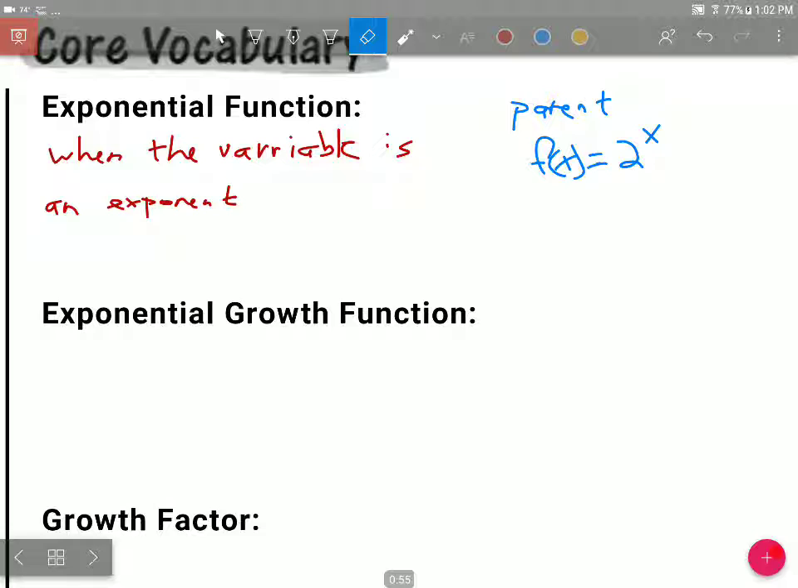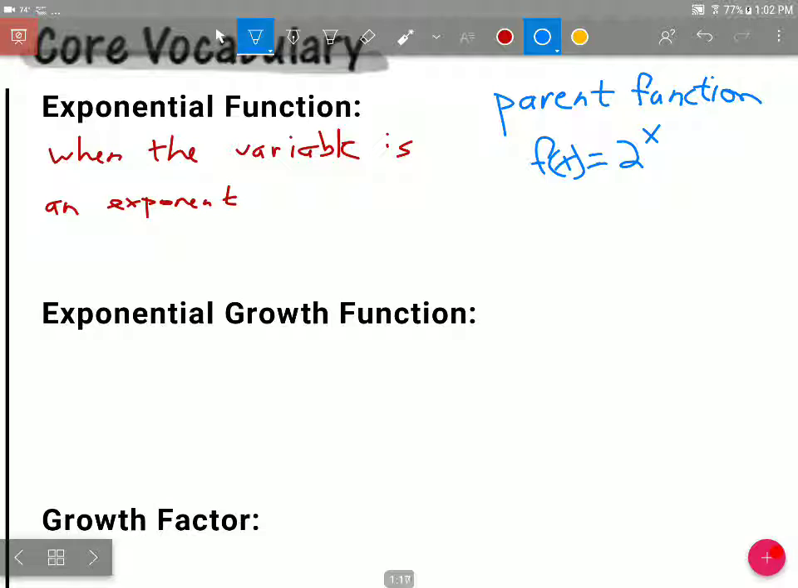Actually, I think variable only has one r. But I do it with 2 all the time. I don't know why. Let's see. Exponent. Parent. Yeah, I know. I can't write. What are you going to do? Parent function.